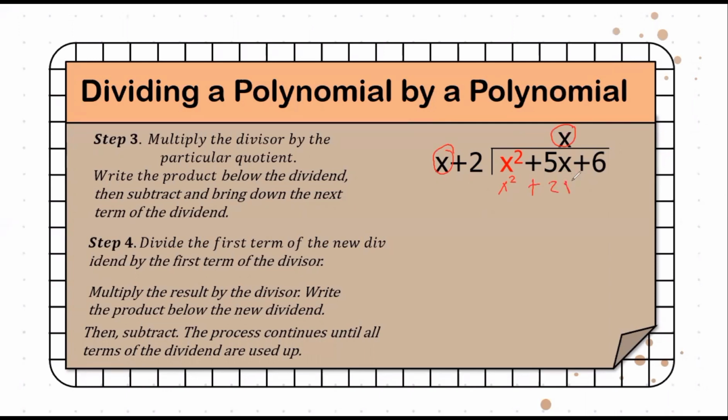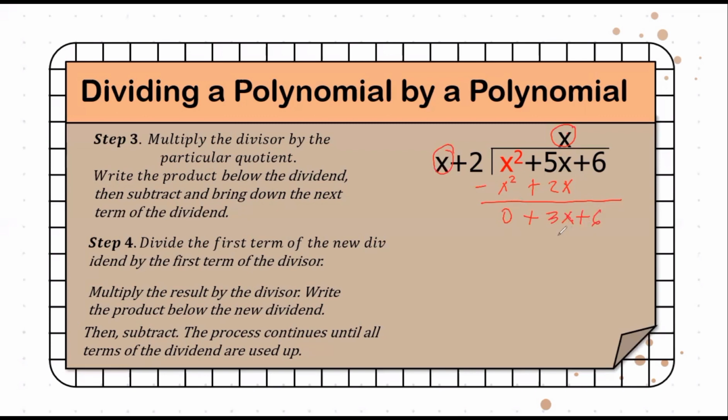And then what will we do? We have to subtract them. So x squared minus x squared, that will give us 0. 5x minus positive 2x, that will give us positive 3x. And then we bring down positive 6.